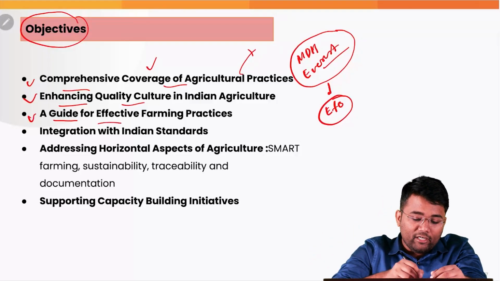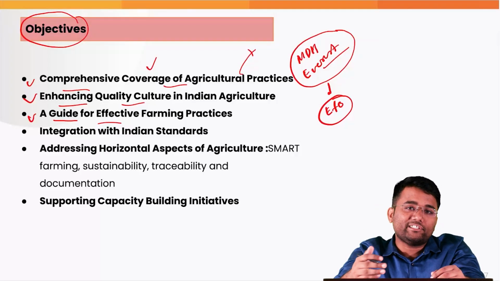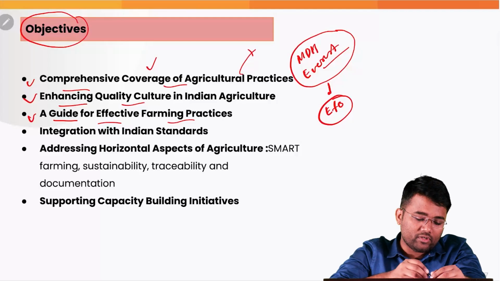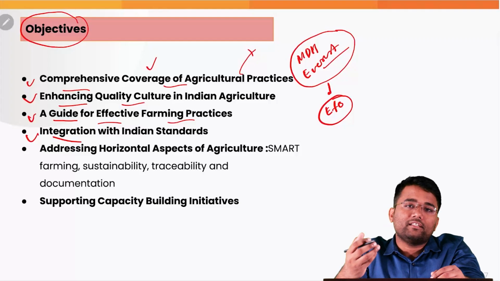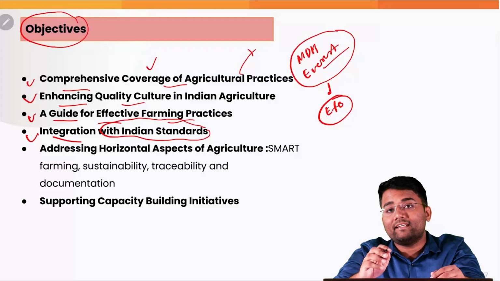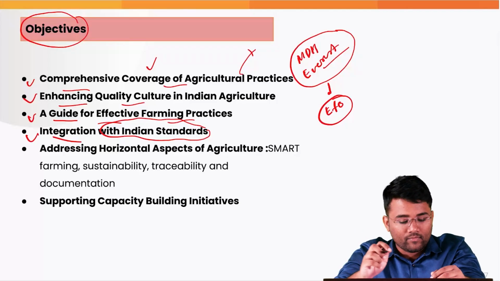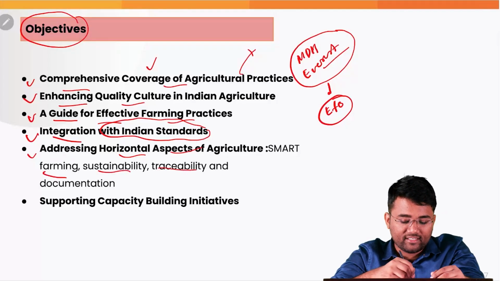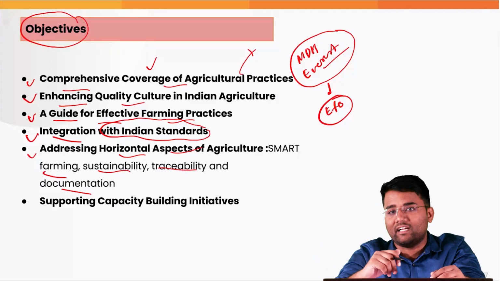It will also provide a guide for effective farming practices, the farming practices that are in sync with the conditions of the Indian climate as well as the needs that are arising in the 21st century. Also, it will help in integration with the Indian standards, that is the taste that is required, the quality that is required, all that will be properly followed. Also, it will help us in addressing the sanitary and phytosanitary measures mandated by the World Trade Organization. It will also help in addressing the horizontal aspects of agriculture like smart farming, sustainability, traceability, and the documentation of all the crops as well as the products that are harvested after the crops.